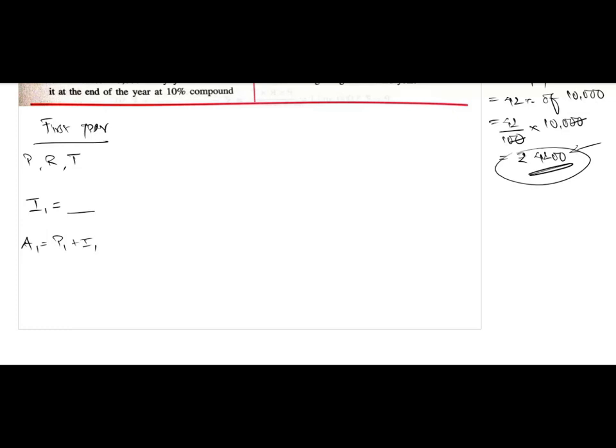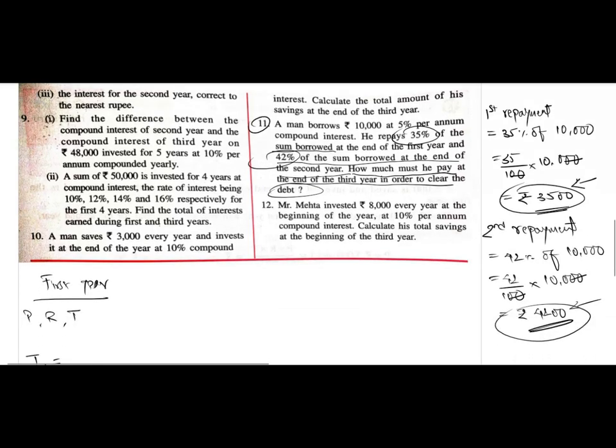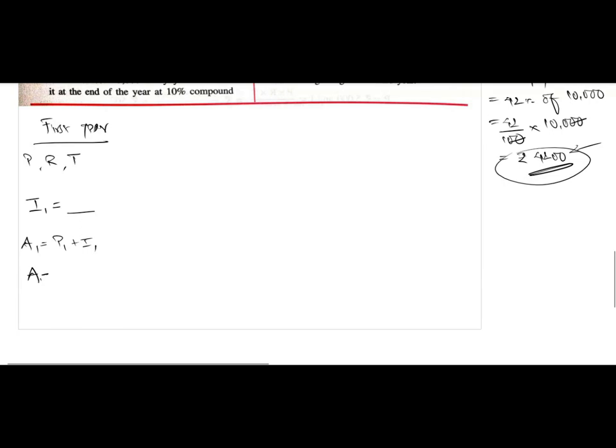Right? After you find A1, what you will do? A1 minus the first repayment. Now this guy is repaying 35% of the sum borrowed, which is 3,500. So A1 minus 3,500. This is the balance amount at the end of first year.